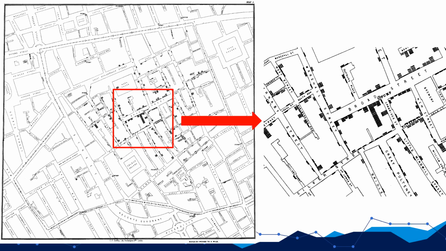That water pump was used by all the neighbors in that area. So he plotted this map, went to the city council, and managed to get that pump closed. And soon after, the cholera outbreak stopped.